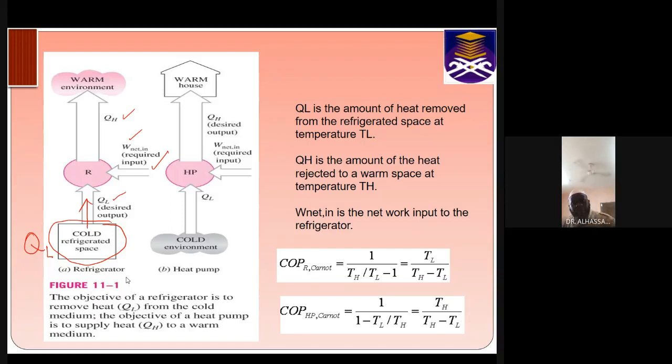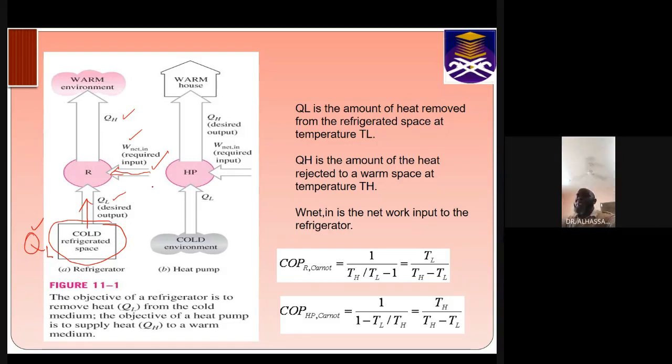The device which is responsible for the removal of this heat from the refrigerated space will be discussed later on. You understand me? It's very, very important. The heat will be removed, and the magnitude of the heat which is removed from this refrigerated space is given by QL. Then the amount of work input needed to operate the compressor is called Wnet. And QH is the amount of heat which is emitted to the surroundings.